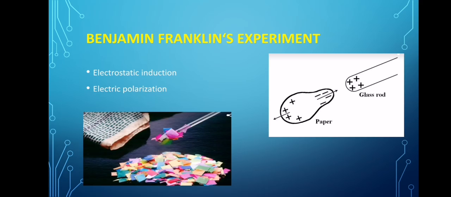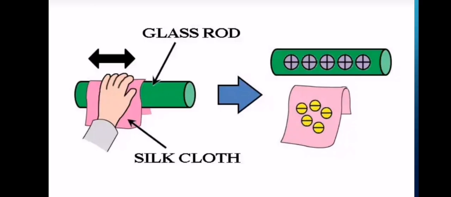The end near the glass rod carries negative charge while the other end carries positive charge. This appearance of charges on both sides of the paper is called electric polarization. As we say that the glass rod becomes positively charged, Benjamin Franklin says that this positively charged state shows a large concentration of charges.